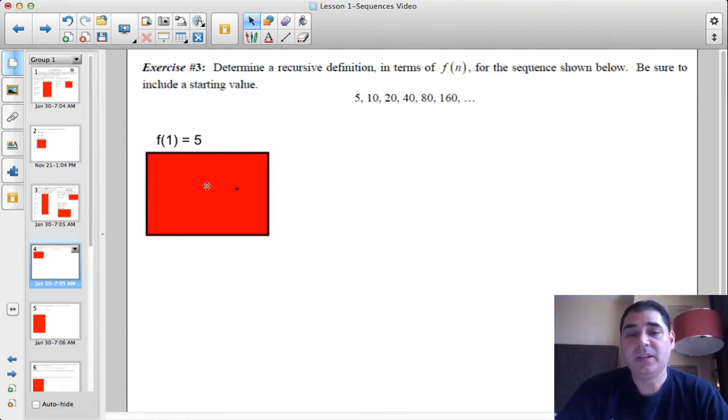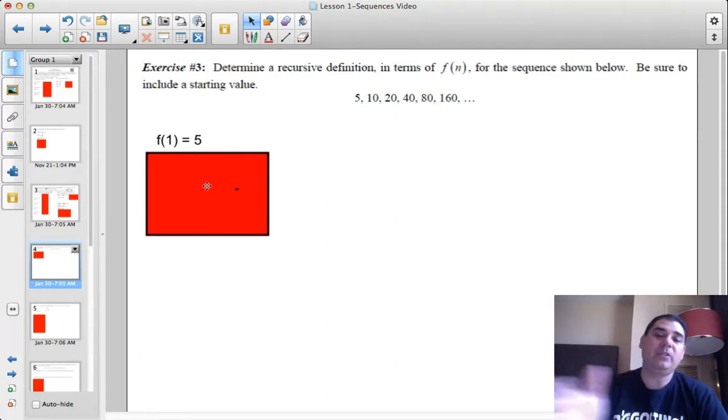Now that's called the common ratio. Arithmetic sequence, it goes by a certain number. That's called the common difference. In a sequence where it's being multiplied by a certain number, that's called the common ratio.